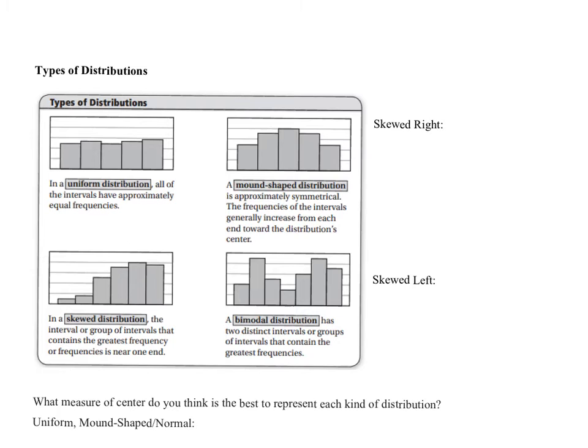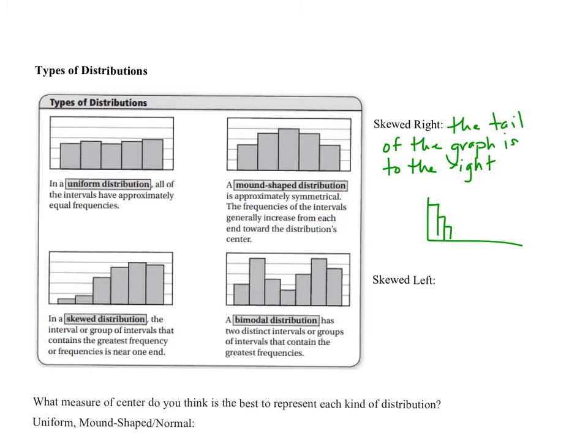So if something is skewed to the right, that means that the tail of the graph is to the right. So a quick little visual. That would be skewed to the right, right? It's trailing off to the right. And so skewed left is the opposite.